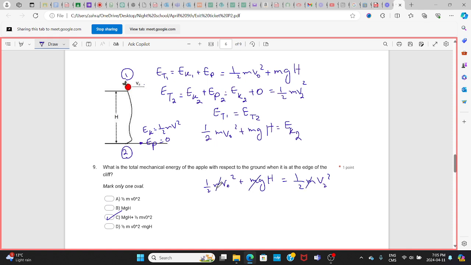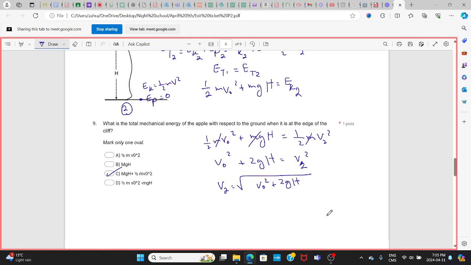Cancel the m. Multiply each term by 2. v0² plus 2gh equals v². So the square root, that would be the velocity.